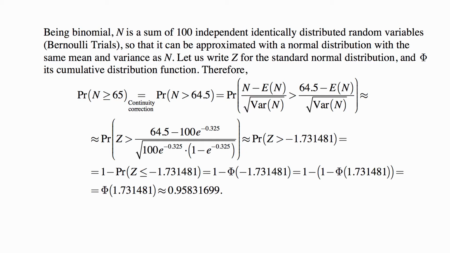Now let us write Z for the standard normal distribution and phi for its cumulative distribution function. Then the probability that N is greater than or equal to 65, which is what we're looking for, is the same as the probability that N is more than 64.5. Why do we switch to 64.5? That's called continuity correction. We're approximating a discrete random variable with a continuous one.